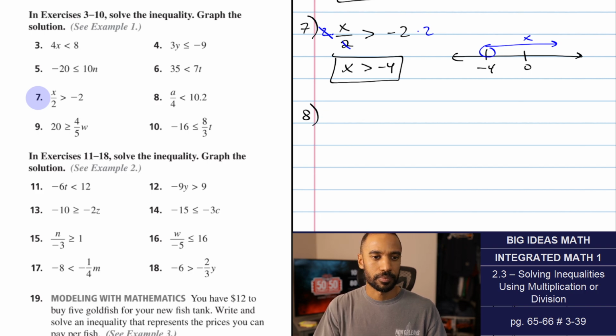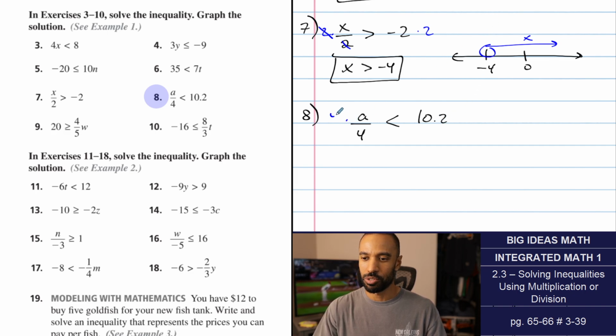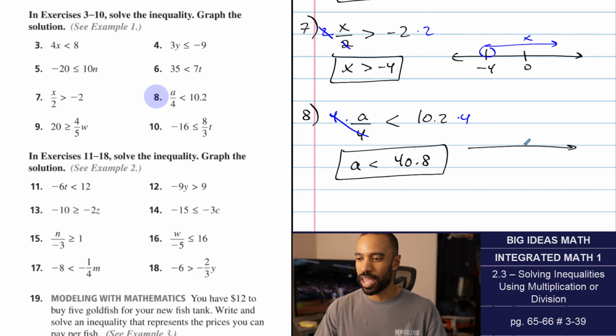Number 8. And I'd leave it above in case you want to see it there. A over 4 is less than 10.2. Whip out your calculators, folks. We got to do 10.2 times 4, just like that. And we're going to get A is less than, oh gosh, 40.8. A is less than 40.8.